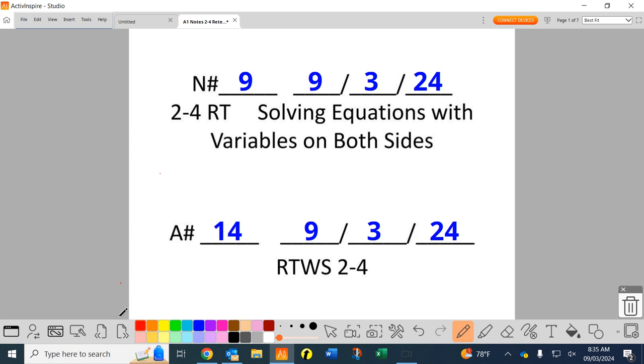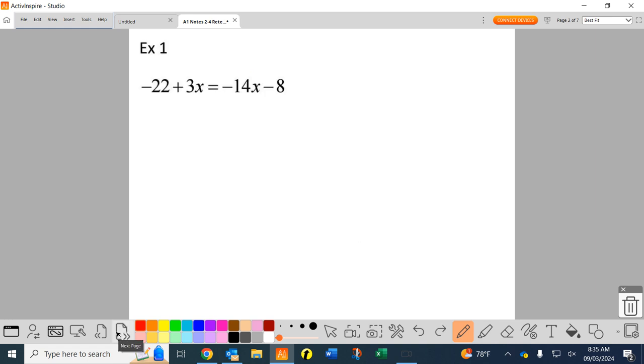Concept today: variables are on both sides. When you have variables on both sides, most times, not all, but most times, you will have 4 terms. That means you have a variable and a number on one side, and then a variable and a number on the other. You are going to solve this problem.